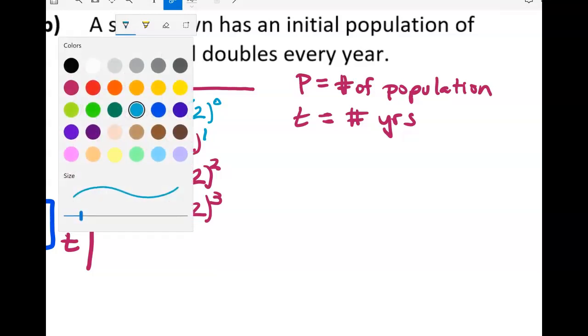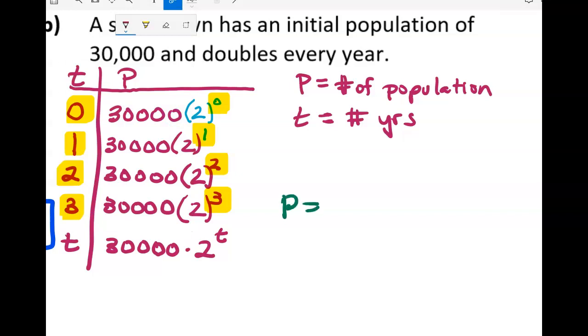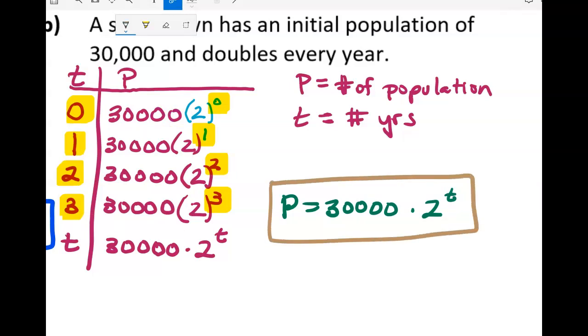So when t is a variable, then p would be 30,000 times 2 raised to the t power, since you'll notice that when t is 3, the exponent is 3. When t is 2, the exponent is 2. When t is 1, the exponent is 1. And when t is 0, the exponent is 0. So our equation is p, the population, equals 30,000 times 2 raised to the t power. And you can use parentheses around the exponent on the 2 if you wish. Not necessary.